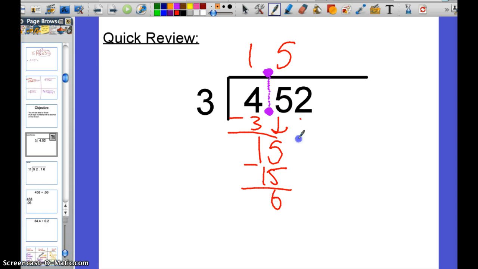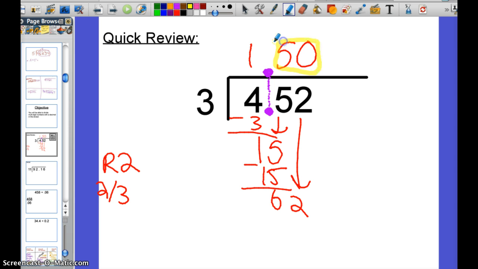Goes in evenly, bring down the 2. The 3 doesn't go into 2, or it goes in 0 times for those of you who prefer to think of it like that. And now here we have our remainder, right? We have 2 remaining. You can refer to that as remainder 2, or 2/3, but that's not appropriate in this setting because we have a decimal, and it wouldn't make sense to really have a decimal part and a fraction part.